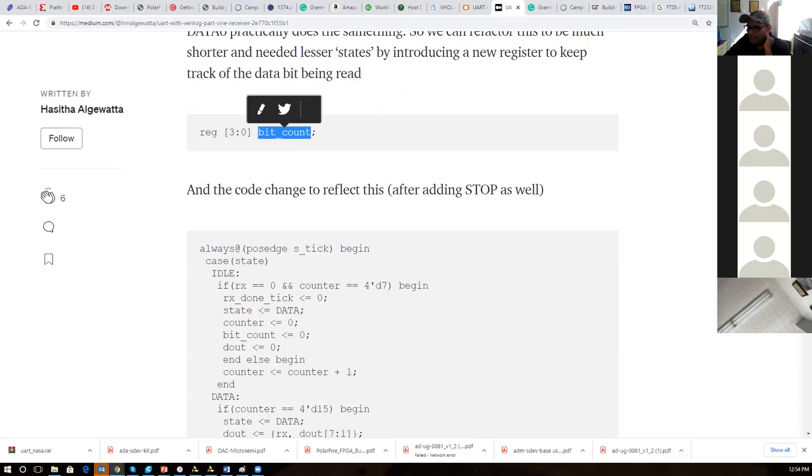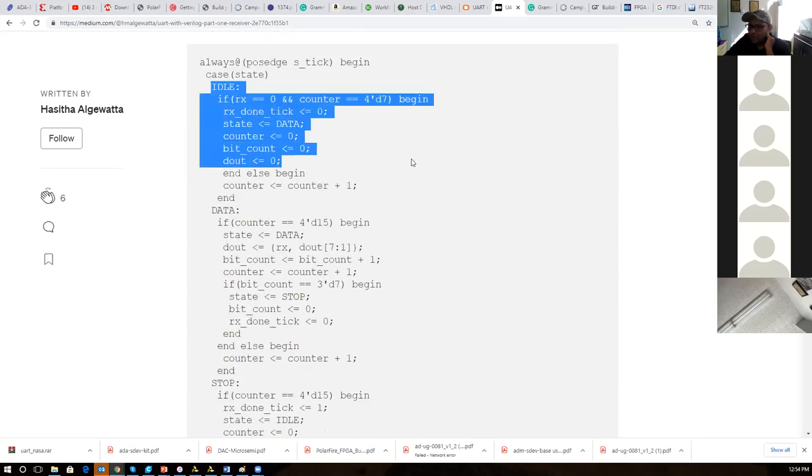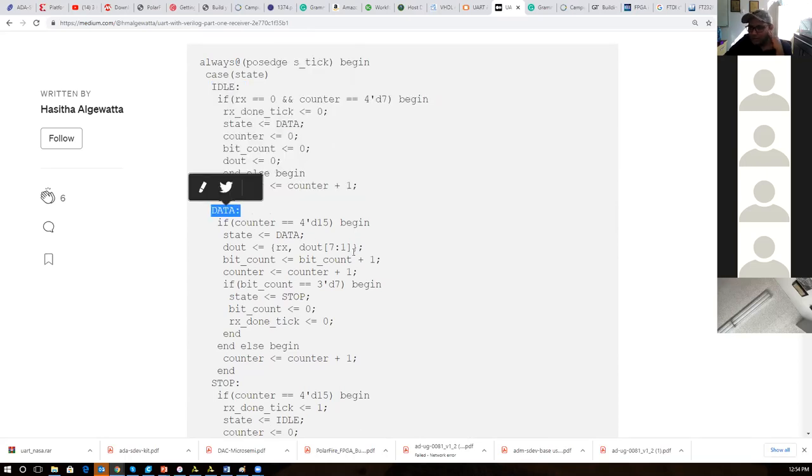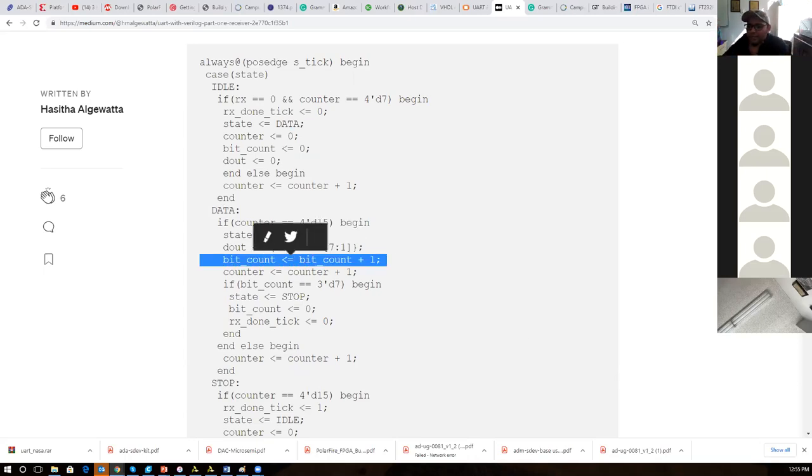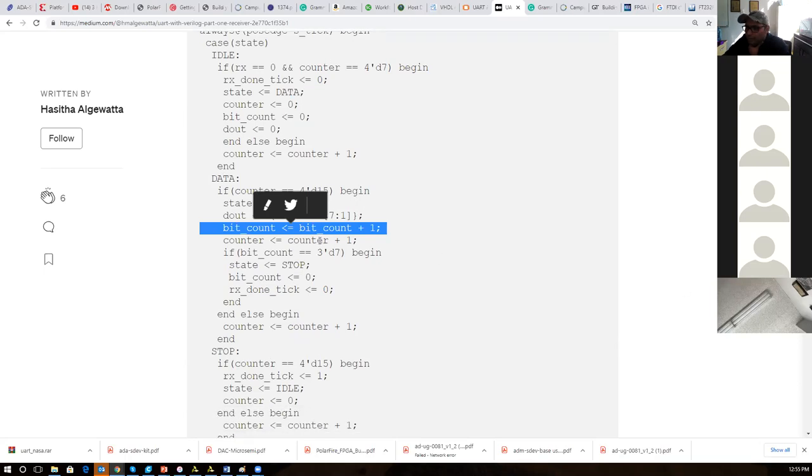So he came to the conclusion that my idle is the same, right? And then he made a new state, called data. And what he did, look, he counts 4 to 15s, I'm going to move to data again. And my data out will be the RX concatenated with the 7 to 1, I'm sorry. So that means he's actually shifting. And he keeps incrementing bit count plus 1, right? So he will increment it, and he will also increment the counter by 1.